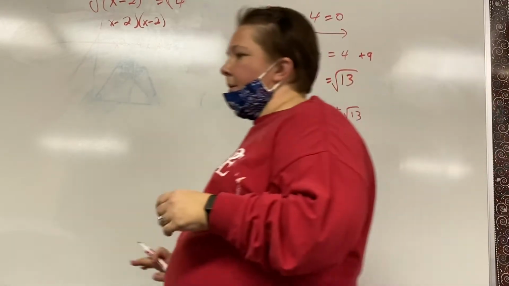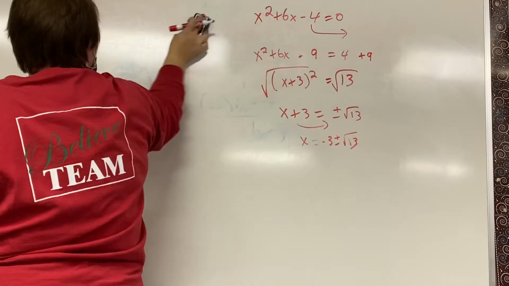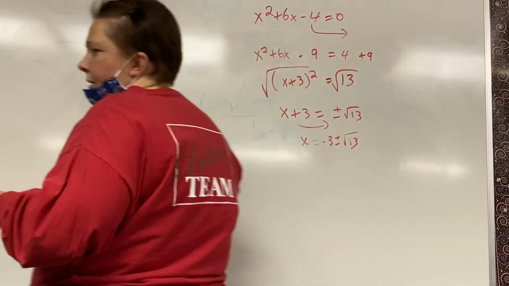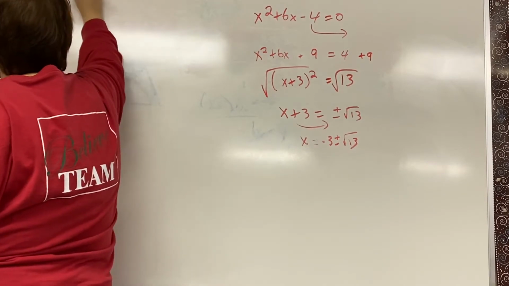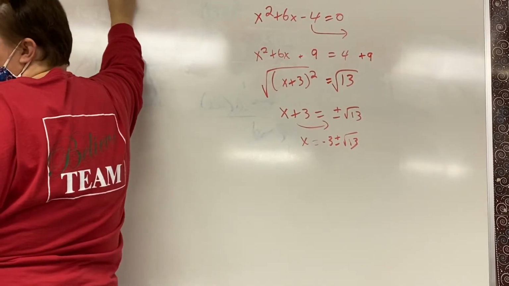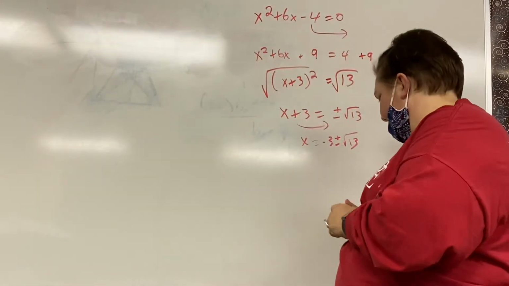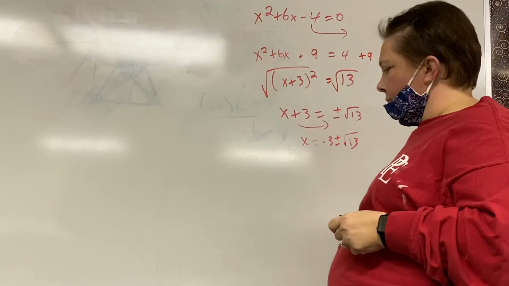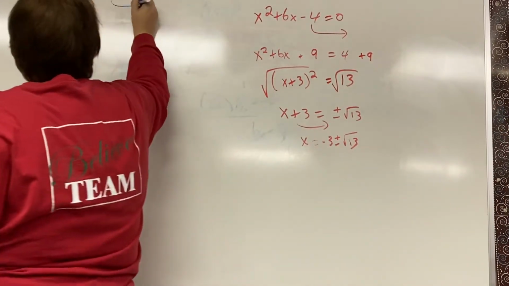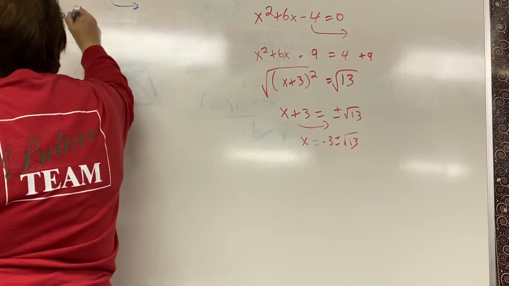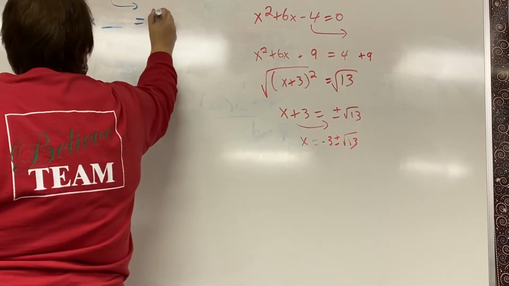Okay, so let's try another one. Remember, you have to get it in this order right here. So if it's not in that order to start with, make sure you rewrite it. You guys write this one down. Let's do it together. The first thing we want to do is move this 5 to the other side. So leave a blank here, but put your 5 there.